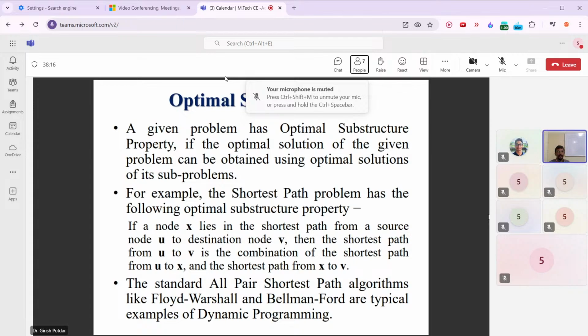Right. So as I was mentioning earlier, consider a shortest path from, say, U to V. And if X is a city or a node in between, that means the total shortest path will have to be U to X and X to V. And standard all-pair shortest path algorithms like Floyd-Warshall and Bellman-Ford are typical examples of dynamic programming.